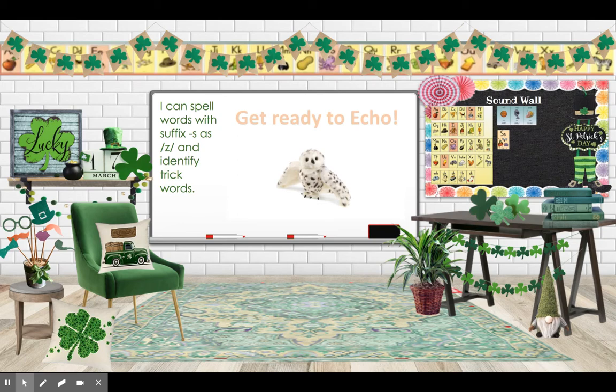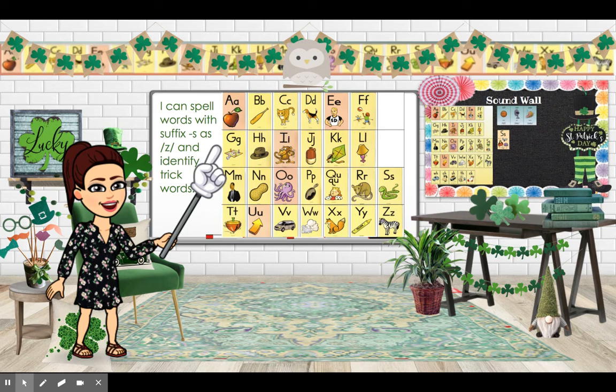Now let's get ready to echo. Remember, when you see echo the owl, you repeat after me. A, apple, A. B, bat, B. C, cat, K. D, dog, D. E, egg, E. F, fun, F. G, game, G.